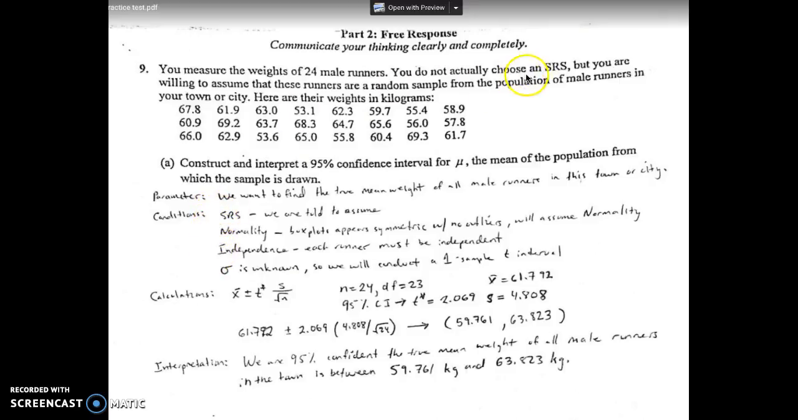SRS: they tell us it's not an SRS, but we're willing to assume that they're a random sample. So that's going to give us a little bit of caution when we're completing this problem. For the normality condition, it doesn't tell us our data is normal. So what you need to do is take all these numbers and put them in your calculator in stat edit, and then look at the box plot. When you do that, you'll see that the box plot is pretty symmetric, and there's definitely not any outliers, which allows us to assume normality.